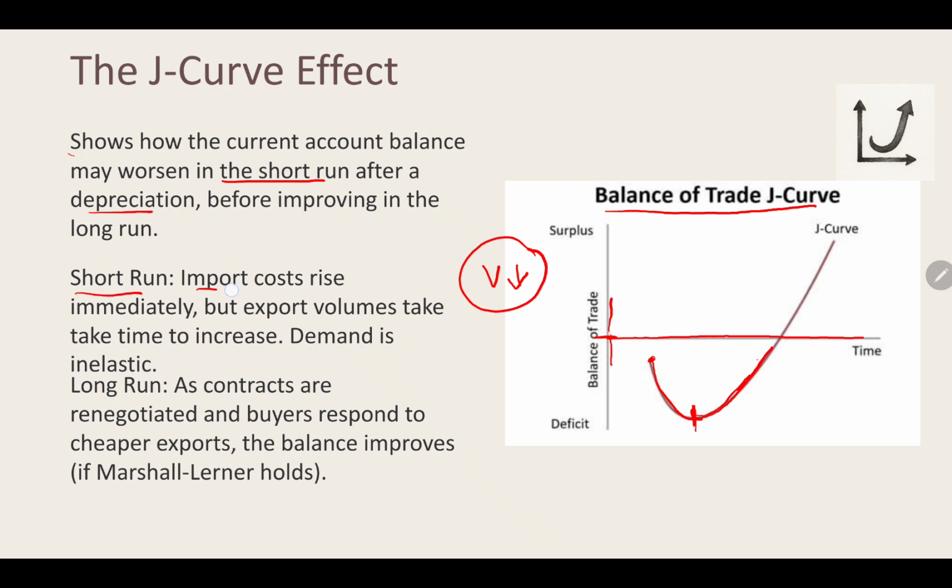In the short run, import costs rise immediately, but export volumes take time to increase, so demand is inelastic. In the long run, as contracts are renegotiated and buyers respond to cheaper exports, the balance improves if Marshall-Lerner holds, meaning if the value is continuously decreasing. So after some time, due to the Marshall-Lerner condition, the current account deficit will be fixed, but it is a theory.